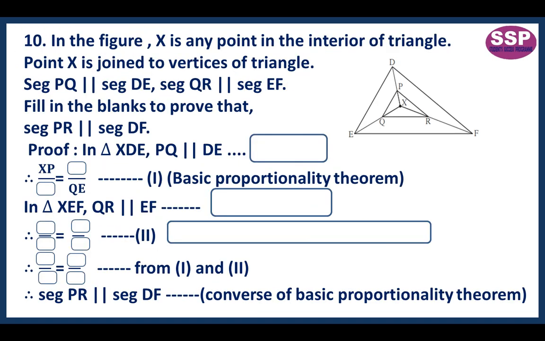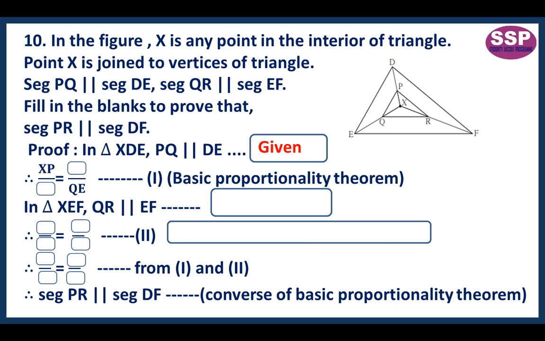Next question. In the figure, X is any point in the interior of the triangle. Point X is joined to the vertices of the triangle. Segment PQ is parallel to segment DE. Segment QR is parallel to segment EF. Fill in the blanks to prove that segment PR is parallel to segment DF. Proof. In triangle XDE, PQ is parallel to DE. Now here we have to fill the blank space. This statement is given. Therefore, we have to write here given.